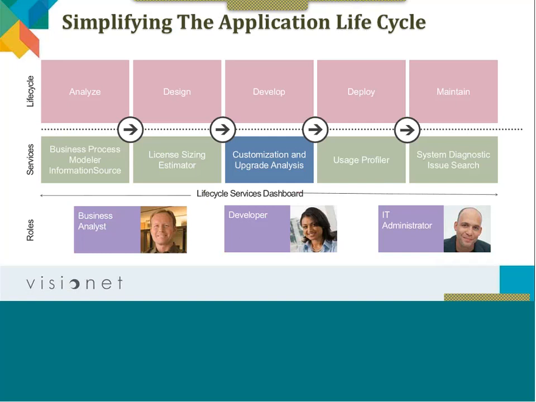So now the application lifecycle has also got an upgrade methodology and upgrade process where you can do business process modeling. You can do license estimation because there's obviously a change in the licenses. Before, you were on the CAL-based, the user license has changed.